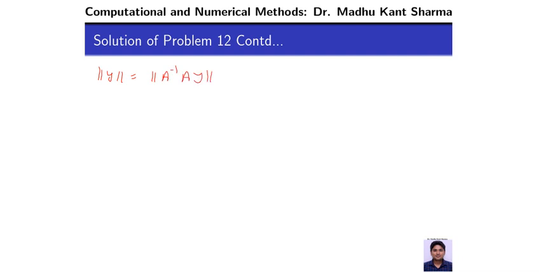So this certainly implies that norm of A inverse is less than or equal to norm Ay for all y with norm y equals 1. So certainly it will be bounded below by their infimum. So norm of A inverse is less than or equal to the infimum over norm of y equals 1 of norm of Ay. So this is done.